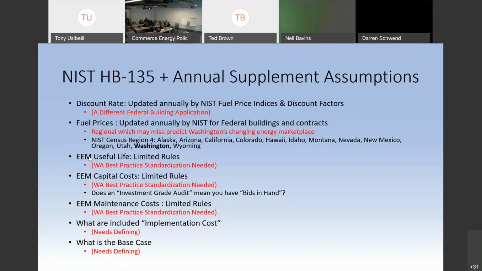That'll be a discussion. Fuel price escalations, you know, there are federal values, but they are very regional. Our electricity and energy is not very similar to Hawaii's, but we get lumped together in the escalation of energy. Now, the raw costs can start at what we're paying, but the escalation rate is going to be tied to how they expect the entire marketplace to shift. And so that's a question mark with our changing energy sector.